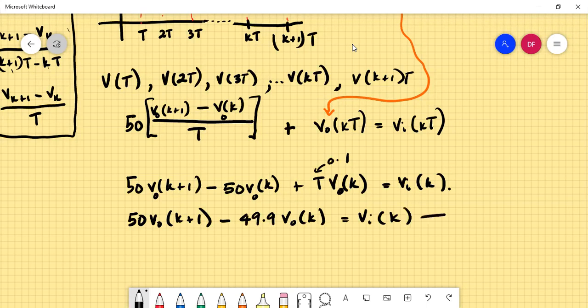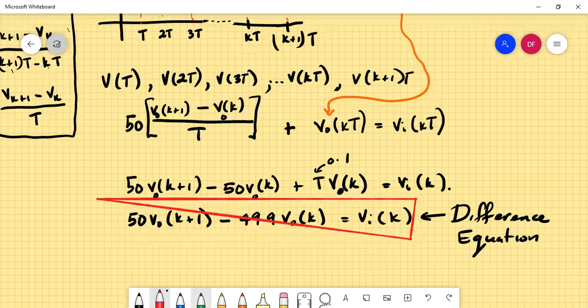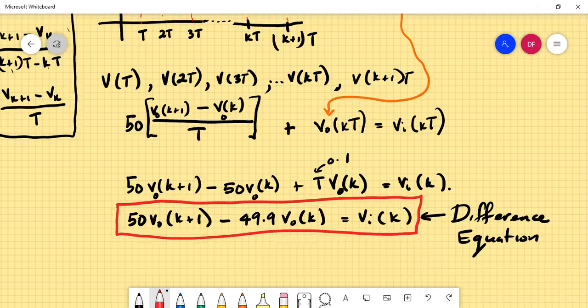Now, this equation is called a difference equation. This equation that we have here is called a difference equation. So when we sample a system, the 0.1 is the sampling time, okay, we're looking at it every 0.1 second.